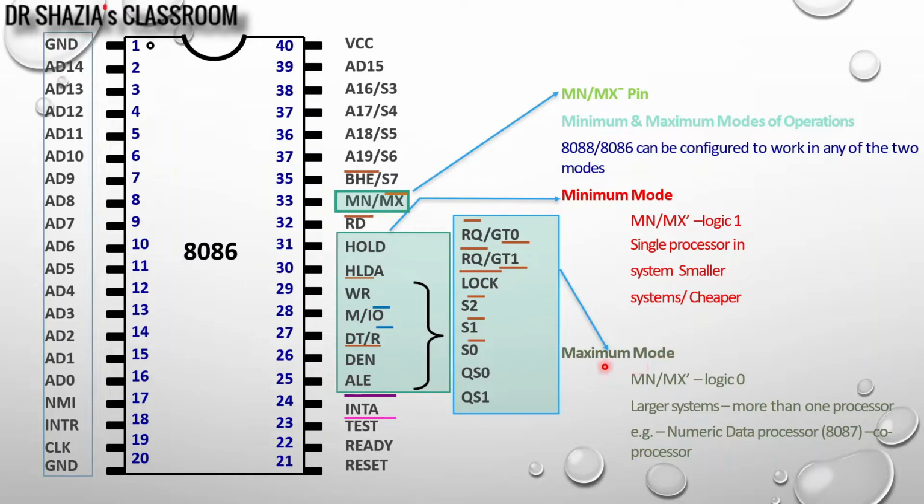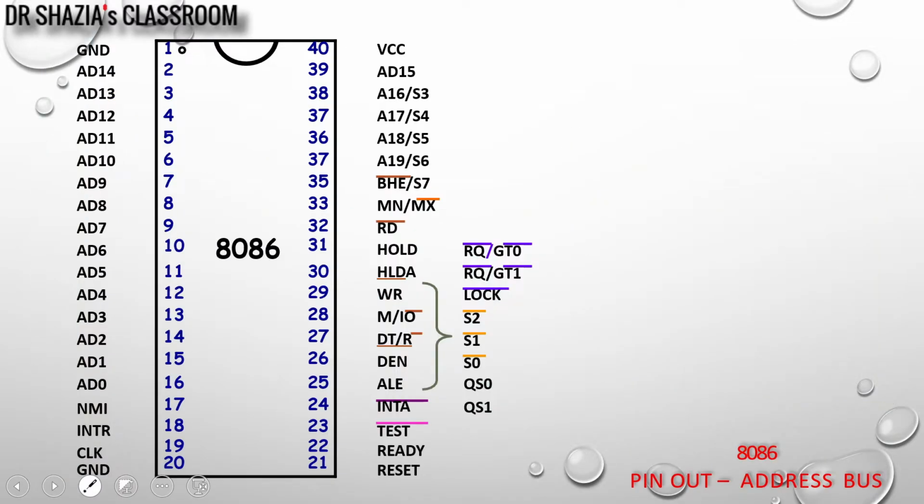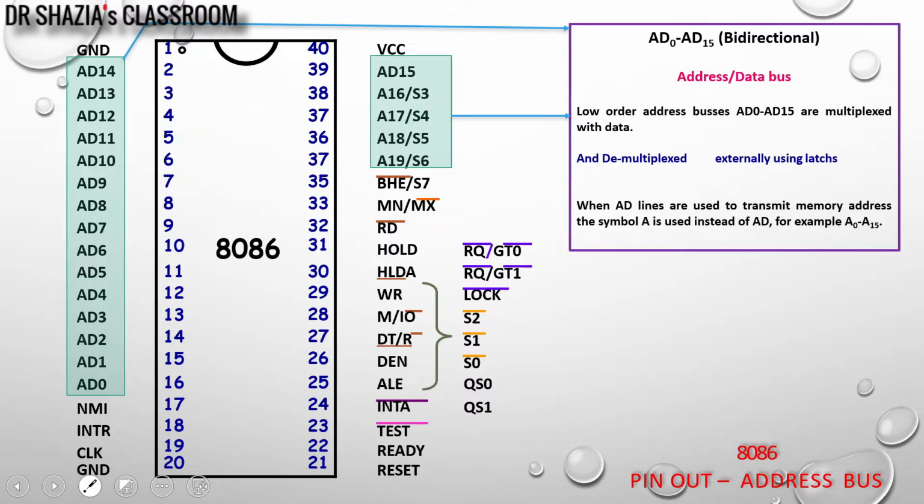And under maximum mode of operation, these are the pins which are going to be available with the processor. The next set of pins we are going to discuss are the address pins, or your address bus. You can see here that the 8086 processor has 20 address lines, A0 to A19. But these address lines are not available directly with the processor. Address lines A0 to A15 are multiplexed with the data lines D0 to D15 to give us AD0 to AD15.